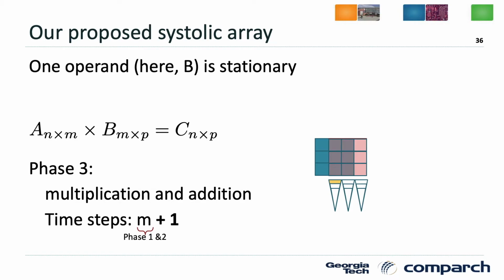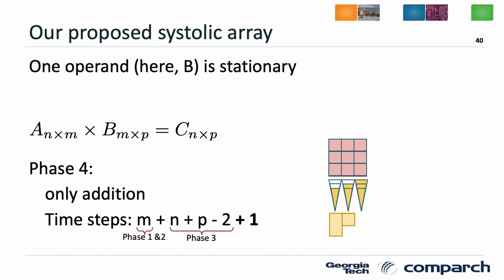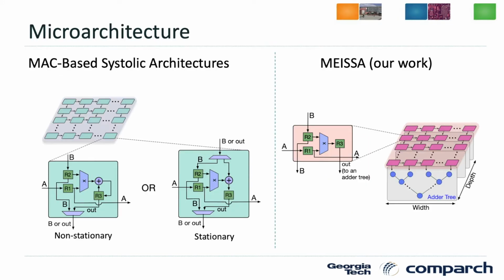In phase 3, while multiplications are going on, the output of each column of the multiplier array goes to an adder tree that is balanced and pipelined. We continue doing multiplication and addition in parallel. Then outputs start to get ready. In phase 4, multiplications are over and we only wait for additions to be done, which takes log m time steps.